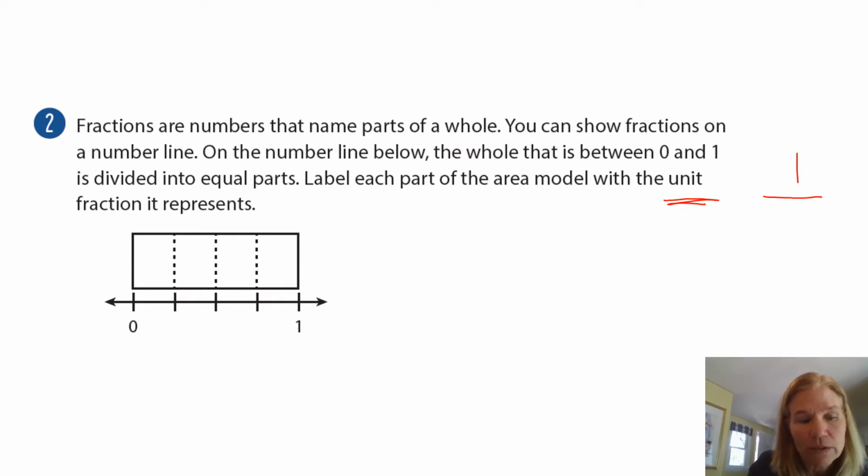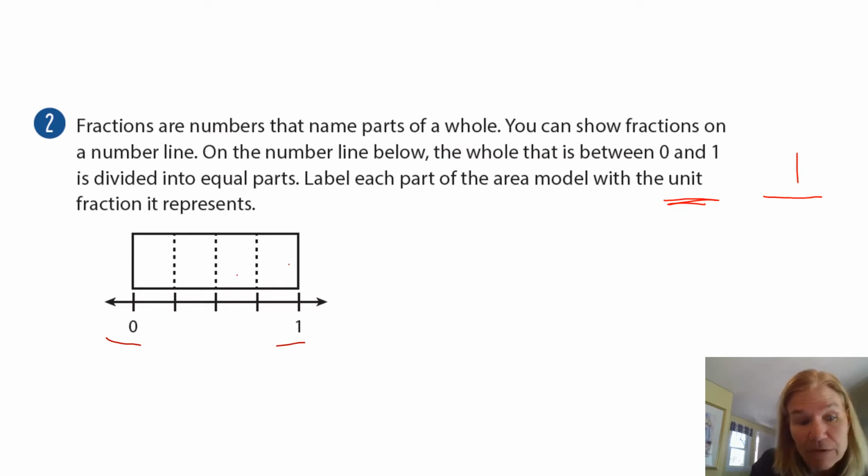We know we have a whole number 0 and we have a whole number 1. And when we're counting, we go 0, 1, 2, 3, so we know they're whole numbers. If we look, our whole is divided into 1, 2, 3, 4 equal parts. Those 4 sections are exactly the same amount.